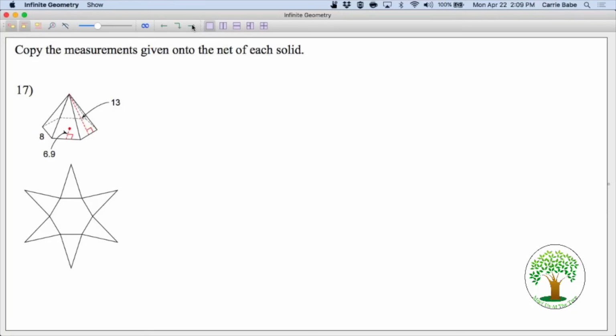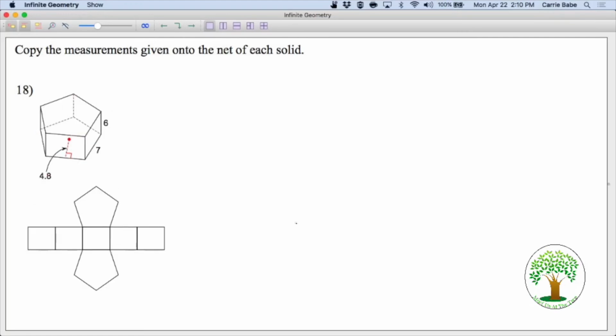Okay. What is 4.8? What is 4.8 called? What is this called? The altitude? No. Starts with an A though. The apothem. So that apothem is on one of the bases, and it's like right in there, or right in there.